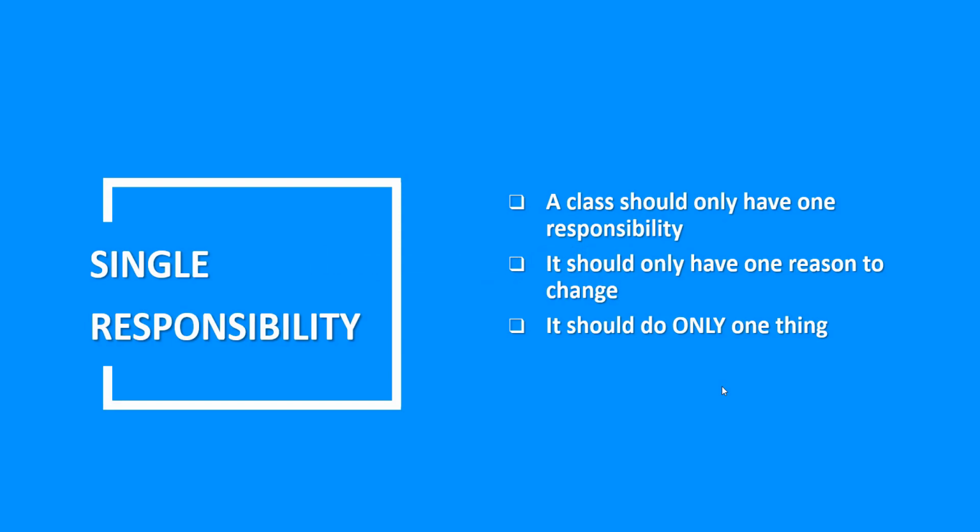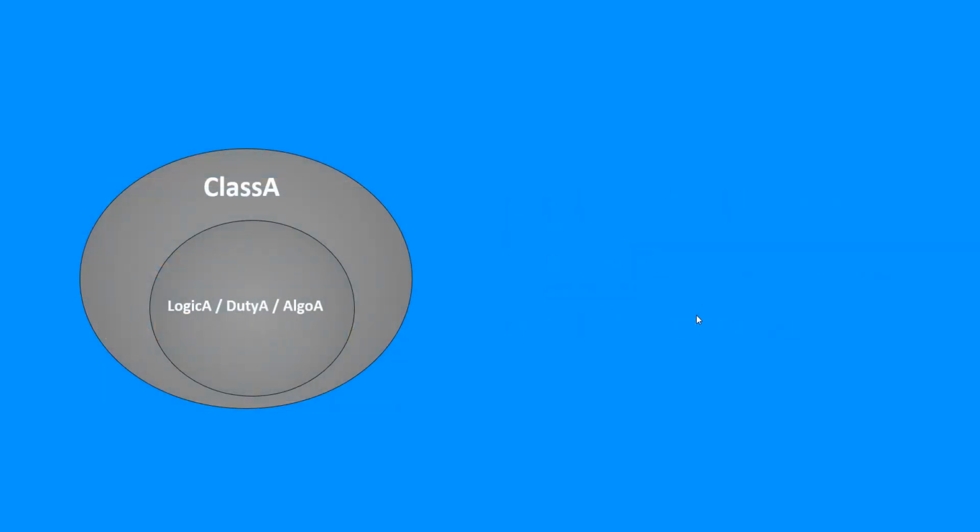Hello and welcome. In this video, we are going to learn how we can apply SRP while coding and while designing the software. So let's get started. I've already shown you this slide, and I told you that all these three statements mean the same thing. They mean that a single class should contain a single logic or a single duty or a single algorithm, as shown on the slide.